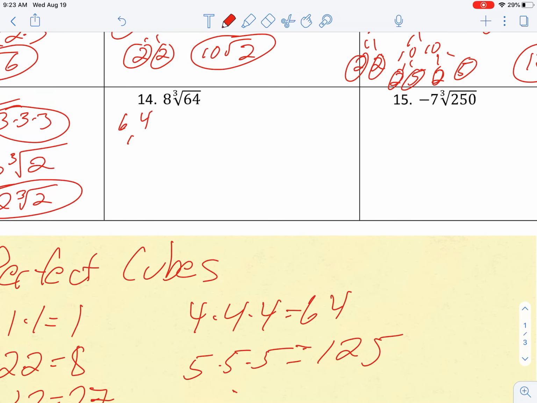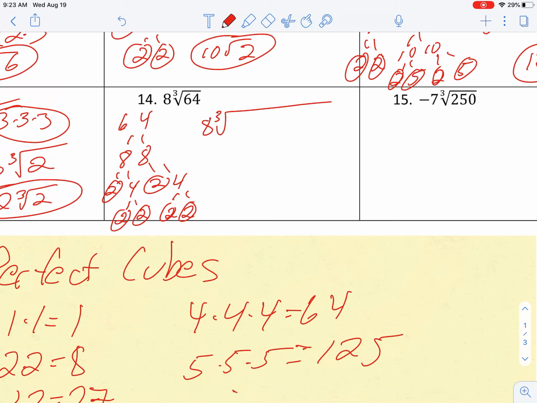64. 8 and 8. 2 and 4. And now the prime factorization of 64 is 2s and another 3 2s. Pairs. Ooh, I'm not looking at pairs, am I? I'm looking for sets of 3. I'm looking for triplets because it's a cubed root. Silly mistake to make there.